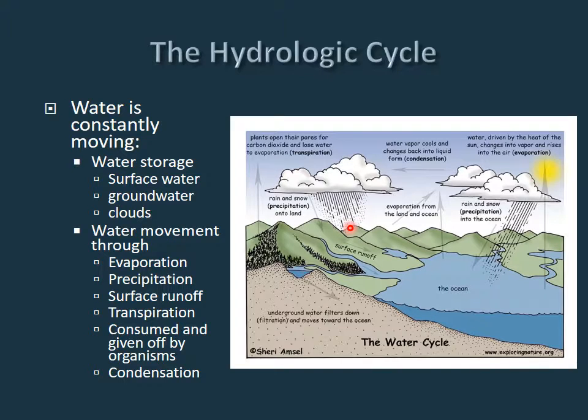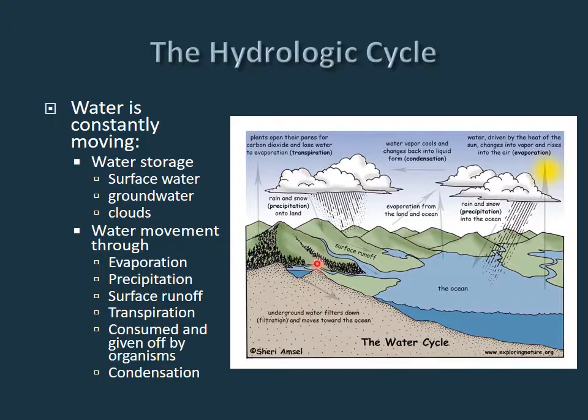And then water can move from one reservoir to another, such as from the clouds to the ocean through precipitation. Water can move from the ocean or any other surface water back up into the clouds through evaporation. Water moves across land through surface runoff. Water is given off by any kind of plants and animals.